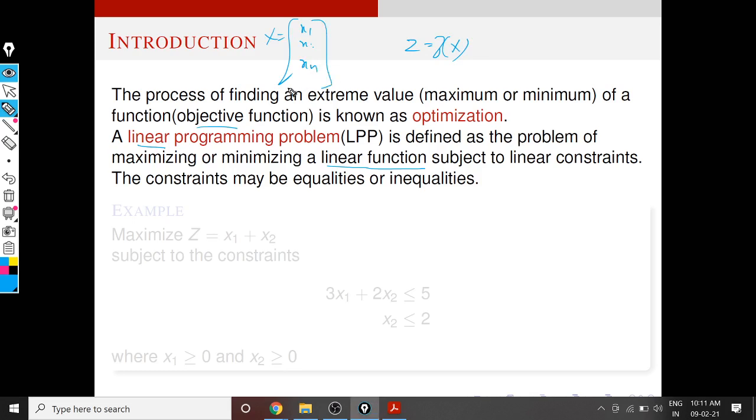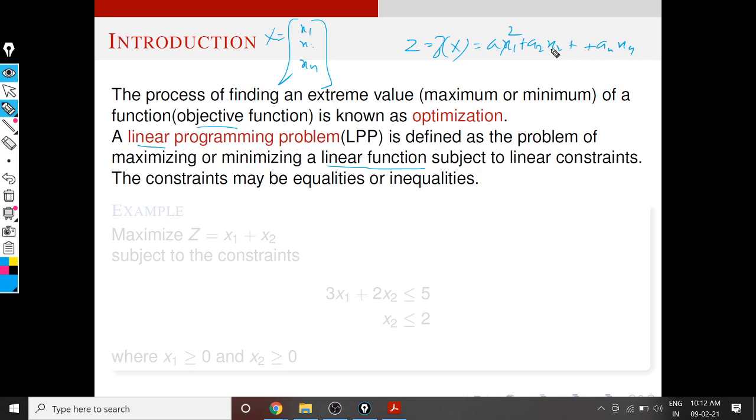Suppose there are n variables. Then a linear function means the function is of the form a1 x1 plus a2 x2 plus and so on up to an xn. Such functions are called linear. Suppose there is a1 x1 square, then it is non-linear. In general there is no technique for solving all objective functions. If it is linear, then we have so many techniques.